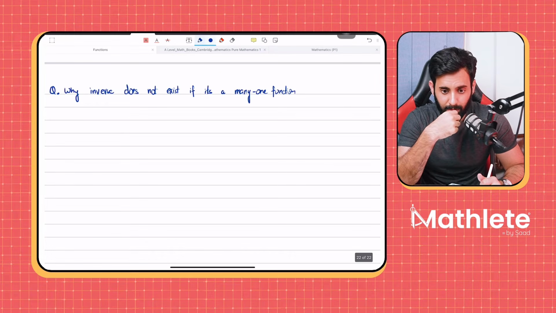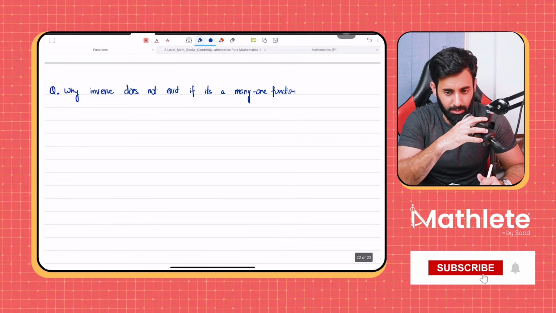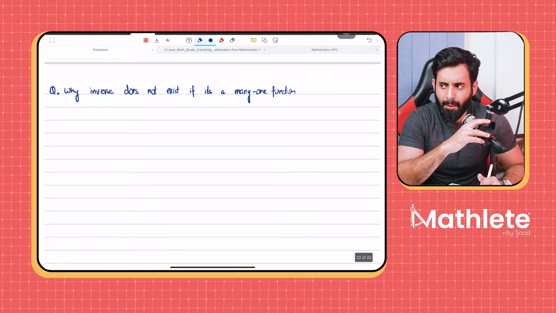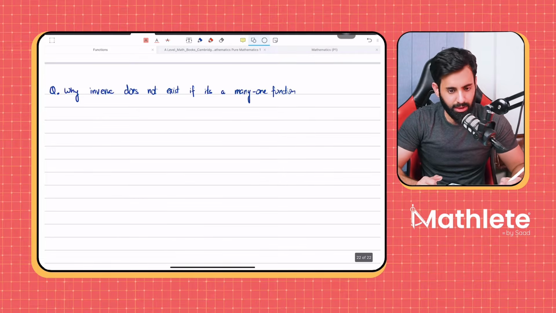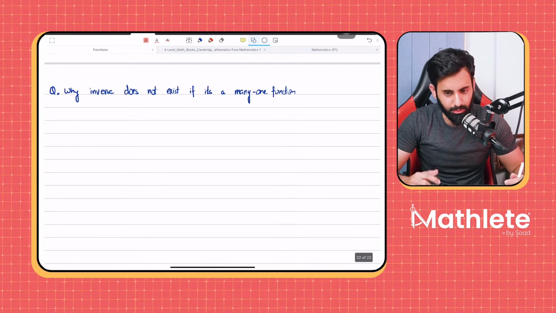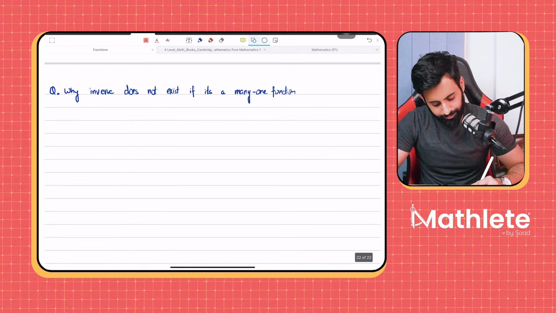Sir, the reason why we can't get the inverse of a many-to-one function is because we can't take the root of a negative coordinate. No, that's not the reason. That is not the reason. Okay, so can anyone give me an example of a many-to-one function? We just dealt with one earlier.